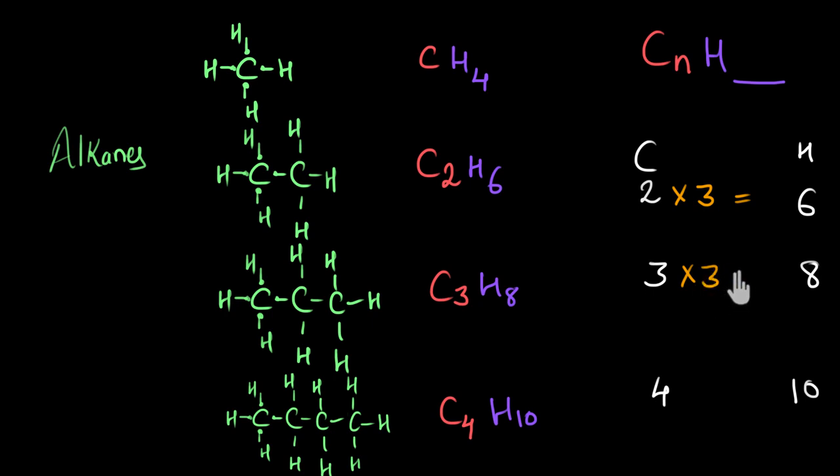3 into 3 is going to give me 9 and not 8. So multiplying by 3 is not the right relationship. How about addition? Maybe if I add 4 over here, 4 plus 2, 6. Okay, let's add 4 over here. No, I'm not getting 8 over here, right? So adding 4 is also not going to be the relationship.